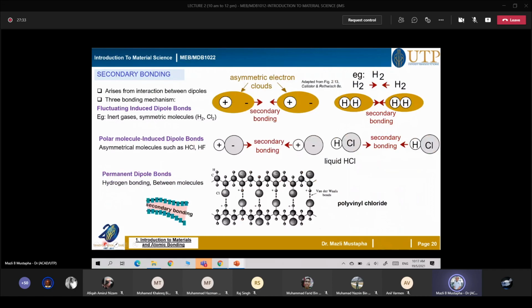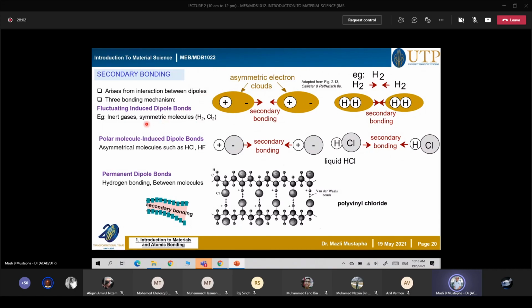This is secondary bonding. As I mentioned, the most important one is the van der Waals forces. For this, the only important thing is the mechanism. There are three bonding mechanisms. We have van der Waals forces, which are the weak forces, but there are three bonding mechanisms.